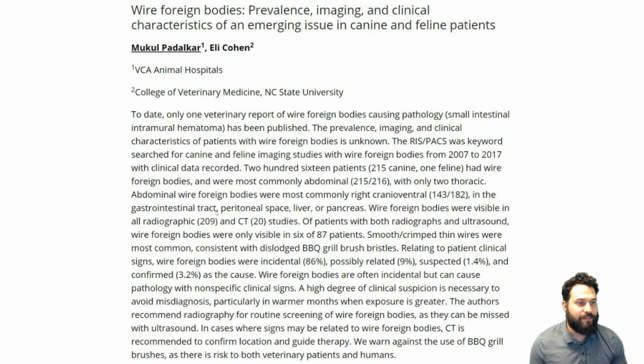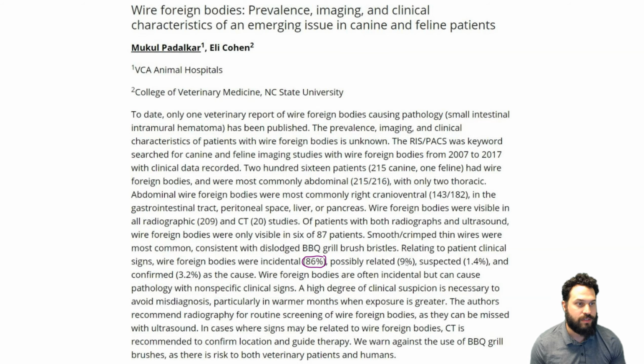And what they ended up finding was that 86% of the time these were incidental, and then they were possibly related to clinical signs in the other 14%, possibly related in 9 of those, suspected in 1.4%, and only confirmed to be associated with clinical signs in 3% of cases. That's a pretty good subset, over 200 patients with those wire foreign bodies, and again, not a huge ton of them are causing any clinical signs in our patients.